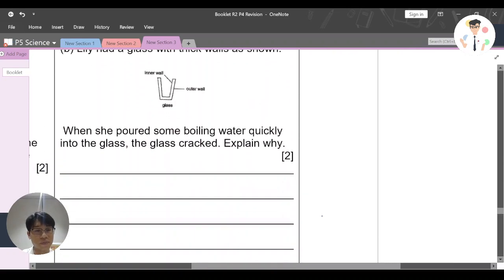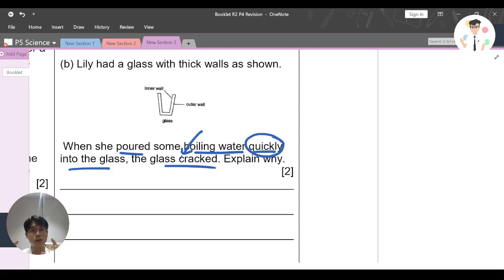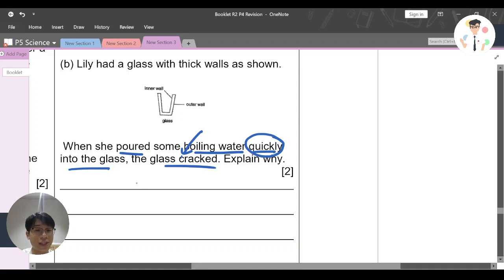Okay, so now B. Lily had a glass with thick walls as shown. So you can see the very thick wall, there's an inner wall and an outer wall. And she pours some boiling water very quickly into the glass, and the glass cracked. Explain why. When we think about heat, it actually helps things to expand. So what happened here is that because you add the water very quickly, the inner part and the outer part do not expand at the same rate. The inner part is pulled very hard, it expands so quickly that it breaks, it cracks. So you can explain in this way.